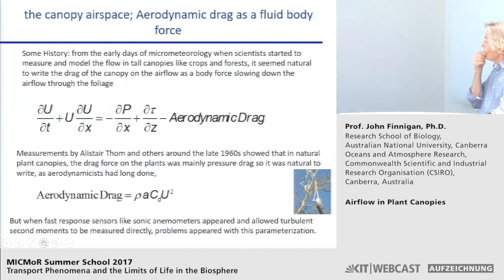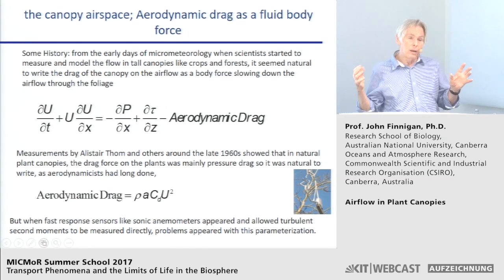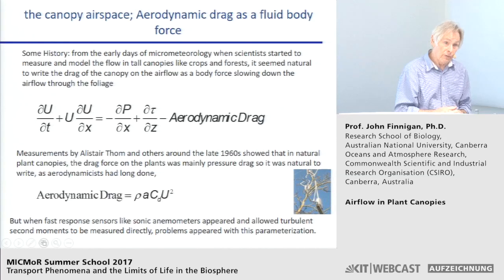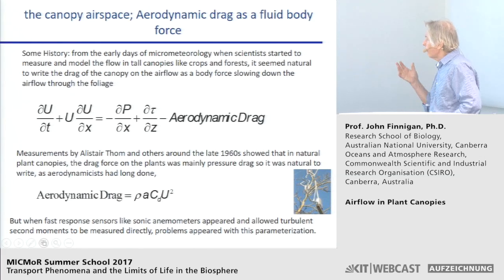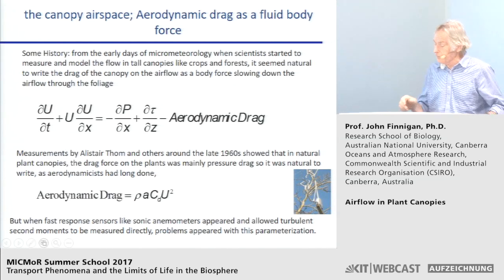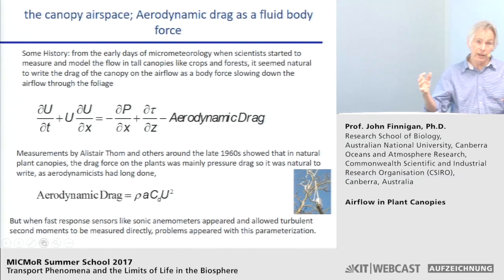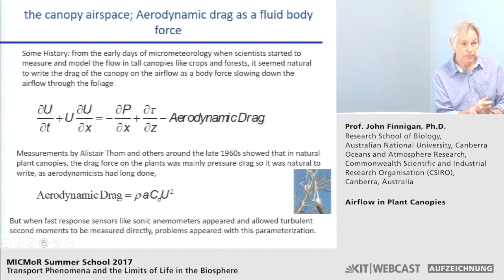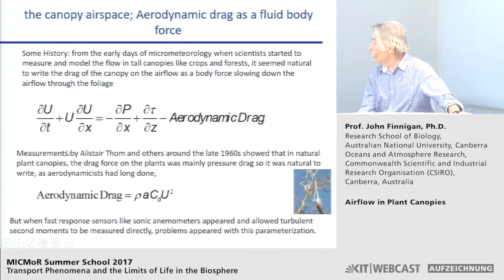Now, the canopy air space, so far we haven't said much about the fact that it's a very complicated topological space. So long before people looked at this in real detail, they actually used to write the aerodynamic drag of the canopy as a body force. So they imagined that the air is moving through the canopy, it's exerting drag forces on all the leaves, so it's being slowed down. So it makes obvious sense to take the equation for momentum.